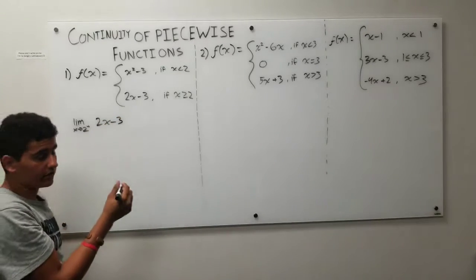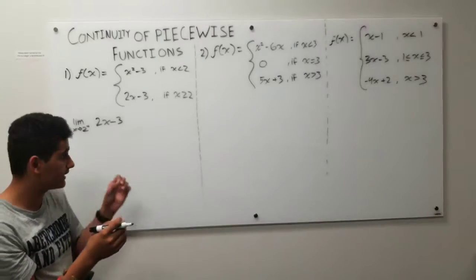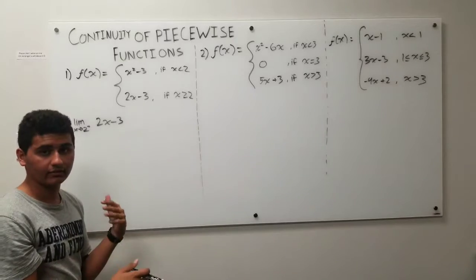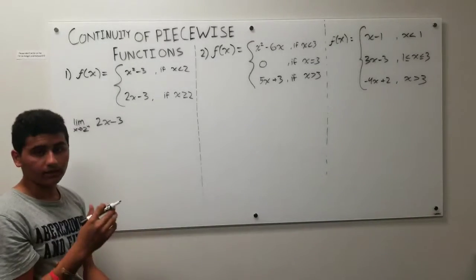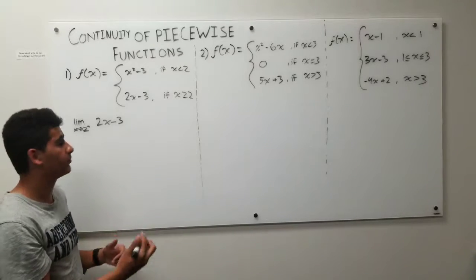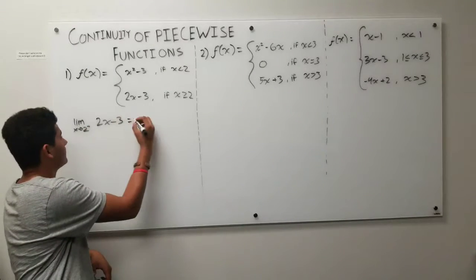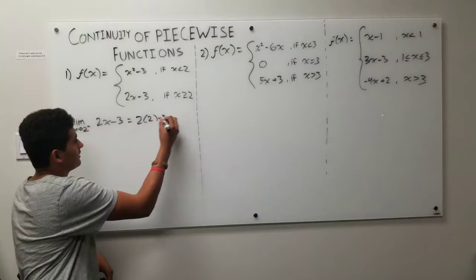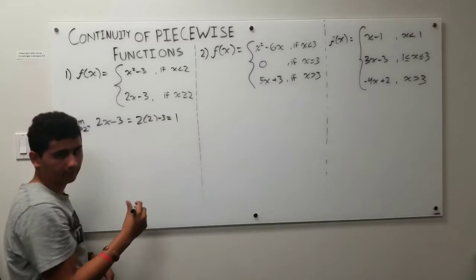Now, in order to calculate a limit, just remember a limit is getting infinitely close to the number it's going to, but it won't exactly be that value. But as mathematicians, we like to plug in that value to find out what it's approaching. So we're just going to plug it in here too. 2 times 2 minus 3 equals 4 minus 3, which is 1.